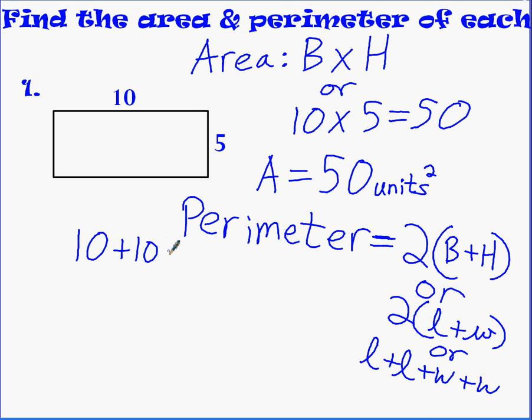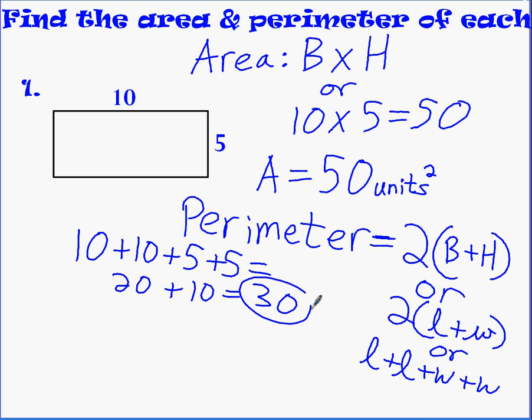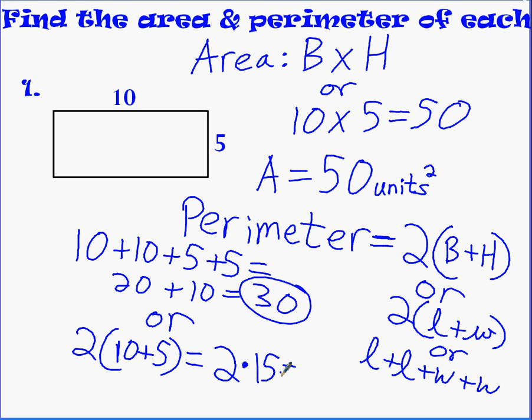So for this particular figure, it would be 10 plus 10 plus 5 plus 5 if we were to do it the third way. And if you add the 10s and add the 5s, it's 20 and 10. Makes 30. So the perimeter of the figure would be 30 units. And it's measured in length, not units squared, because it's the distance. Also, if you do it 2 times the length plus the width, it ends up being 2 times 15, which comes up with 30. So either way works, whichever you like doing best.